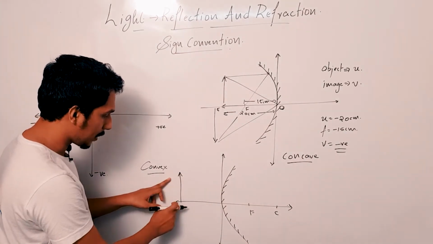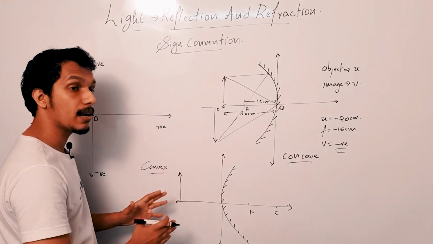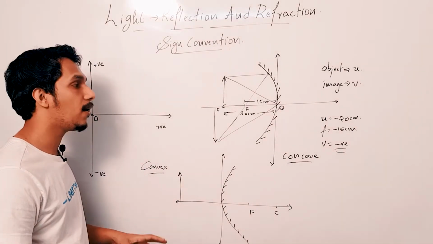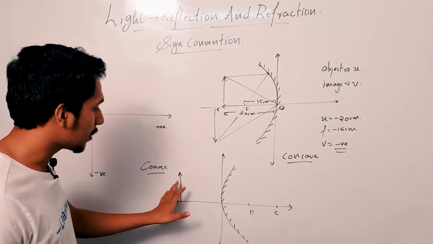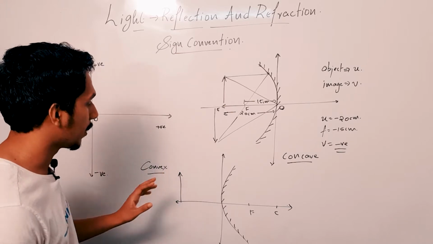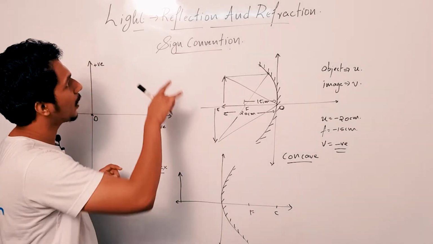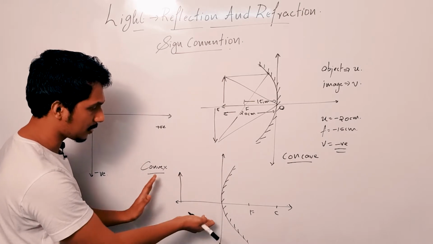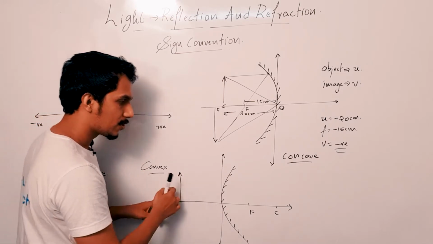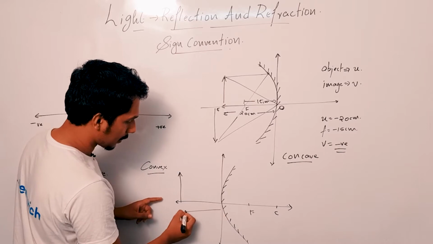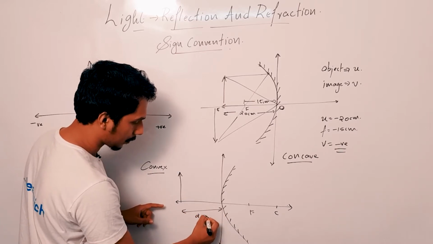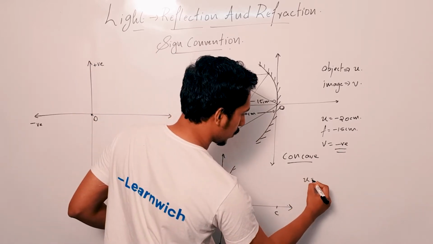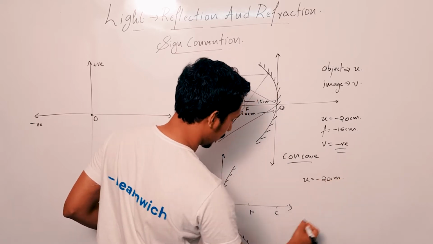Then the object is placed on the left side of the mirror always. In all the questions, the object is placed on the left side of the mirror. That is taken by convention. That's why I'm writing sign convention. So here also, let's say it is placed at a distance of 20 centimeter. I would write U is equal to minus 20 centimeter.